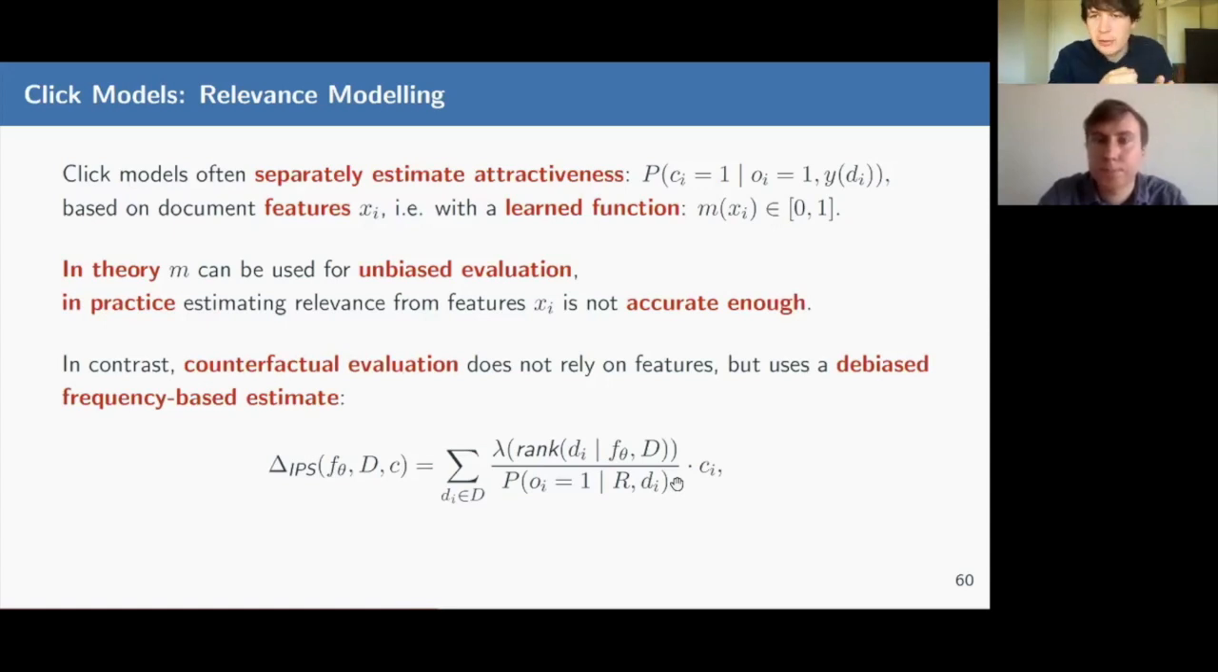But in counterfactual evaluation, you don't need any features. If you have a lot of clicks, you can estimate relevance by debiasing these clicks. Of course, you need to know position bias. But it seems that estimating position bias is much easier than estimating relevance based on features, which gives counterfactual evaluation the advantage.